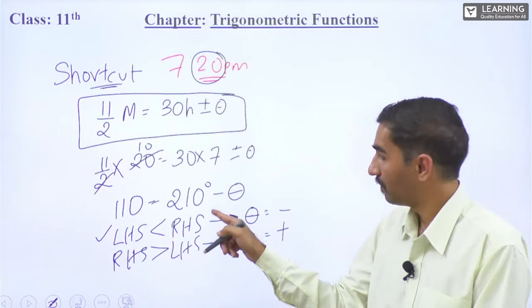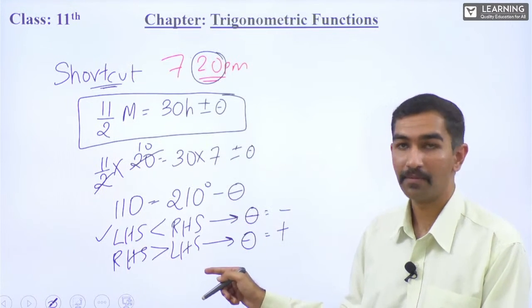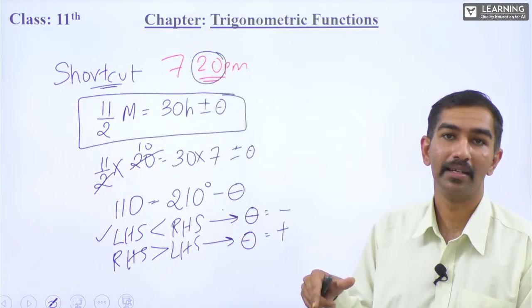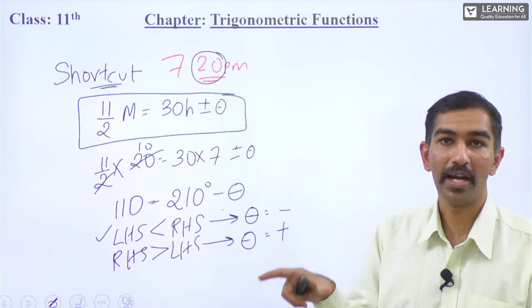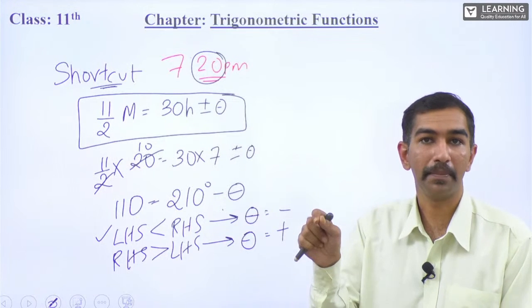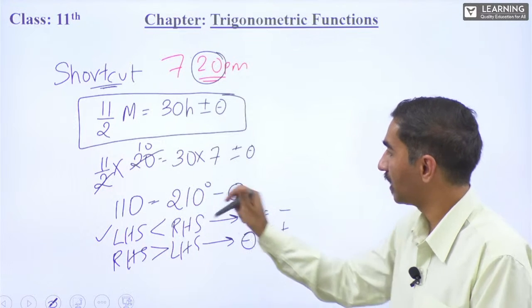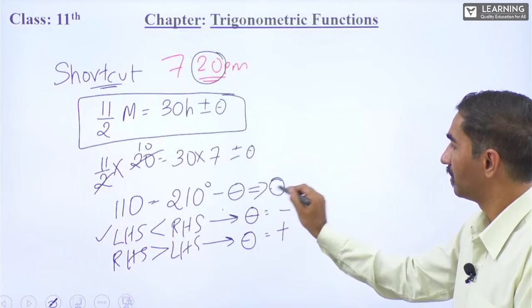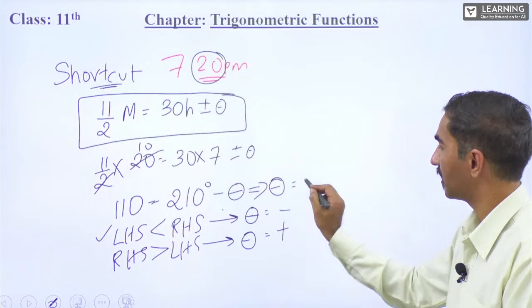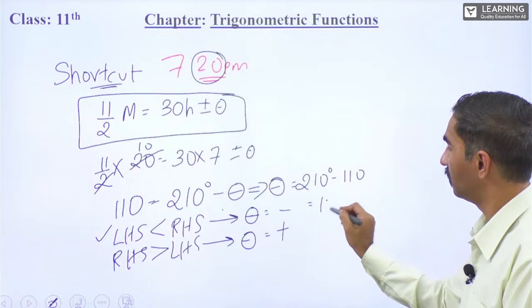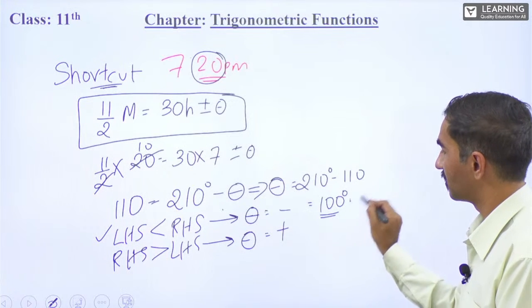Why negative only? Why not positive? Because theta is what we have to find out, students. What is theta? An angle between two hands of a clock. Hands of the clock are meeting at a point at the center. Correct? So now send the theta that side, it will become positive. Theta equals, bring 110 this side, 210 minus 110, which is equal to 100 degrees.